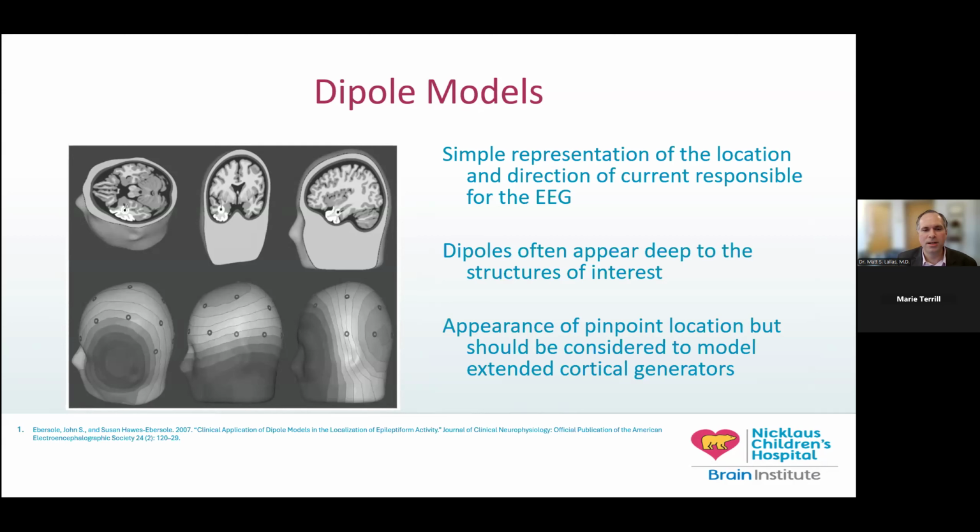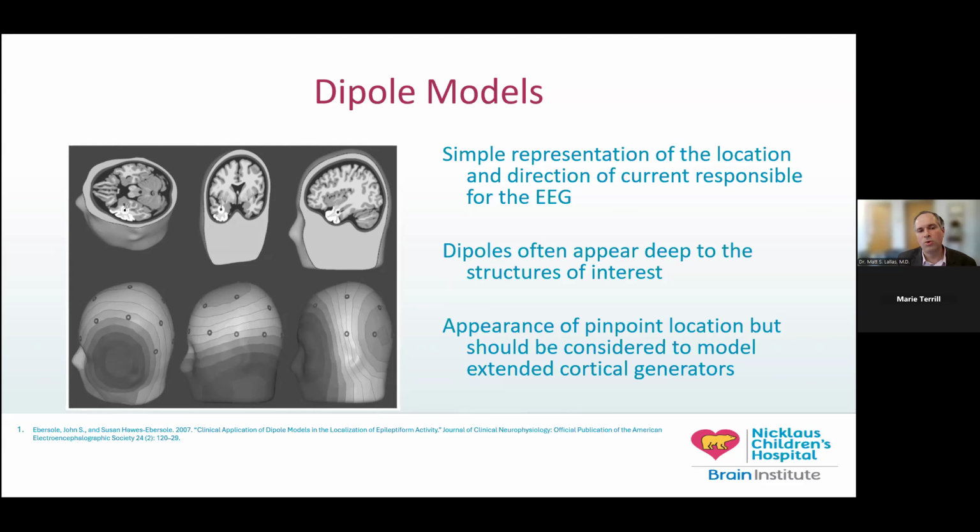Because that current is meant to be seen as a simple representation, it looks kind of like a pinpoint location. But often it's really deep to the structure of interest because, of course, the source is not a single pinpoint location. It's an extended cortical generator. So the way to think about the dipole model typically is to say, if I have this dipole and it's deep to the area of interest, what is the area of interest that is along the trajectory of that dipole, where the dipole is sort of a circle for the negative component, a stick for the positive component. I want an area of cortex that adequately is aligned to that region. That's really the way to think about it.